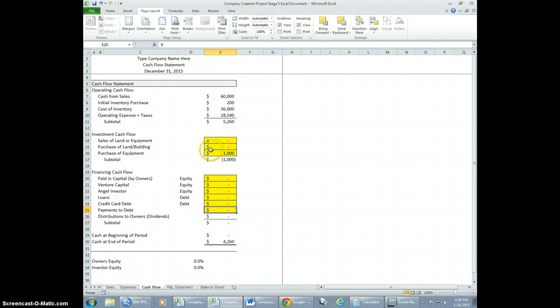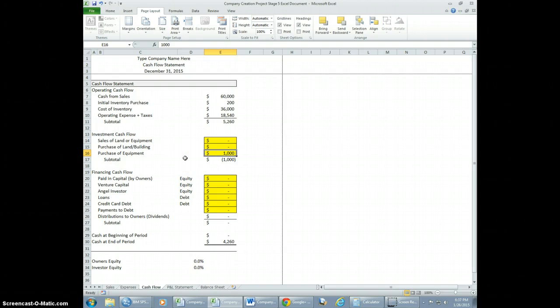And again, you'll want to justify the numbers that you include in here. If you're purchasing equipment and you say it's $1,000, well, where did you get that value from? How do you know it's $1,000? So that's the first set of decisions that you'll make as it relates to this cash flow statement.